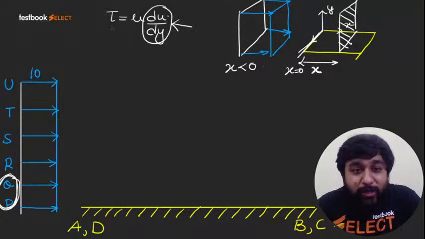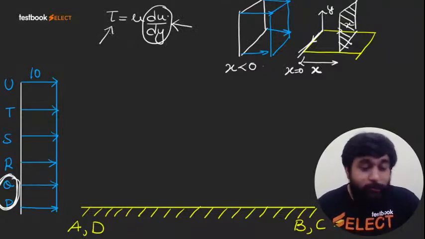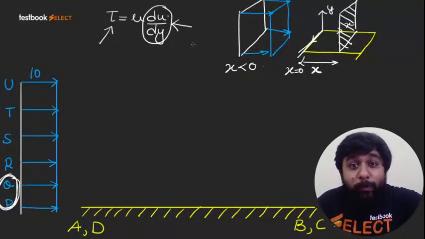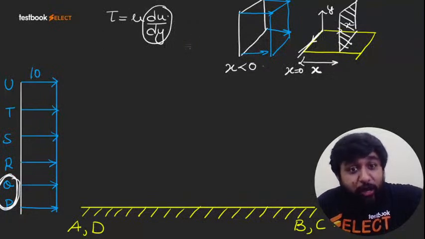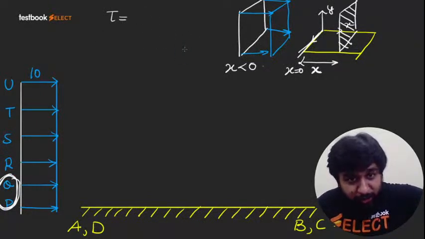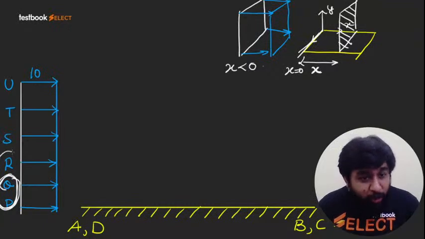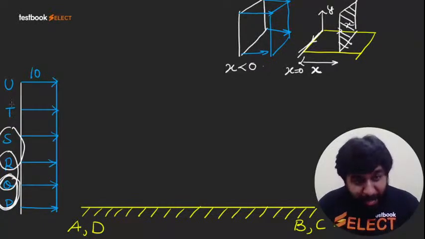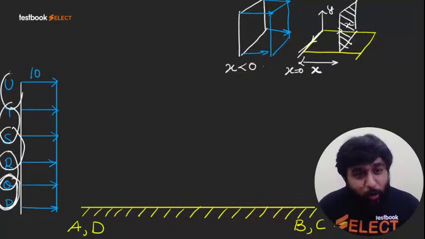Therefore this value is 0 and tau value is also 0. So between these two particles there is no friction force. There is no shear stress. Similarly, for Q and R, there is no friction. R and S, no friction. S and T, no friction.